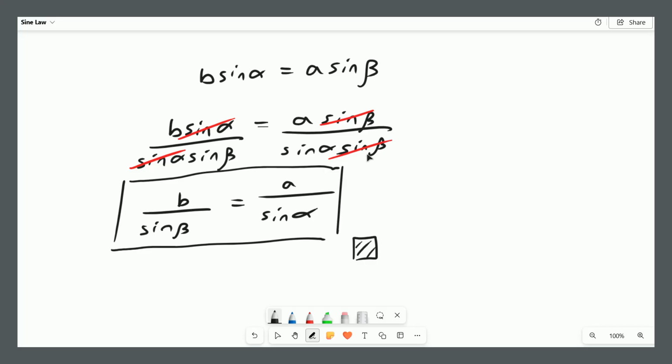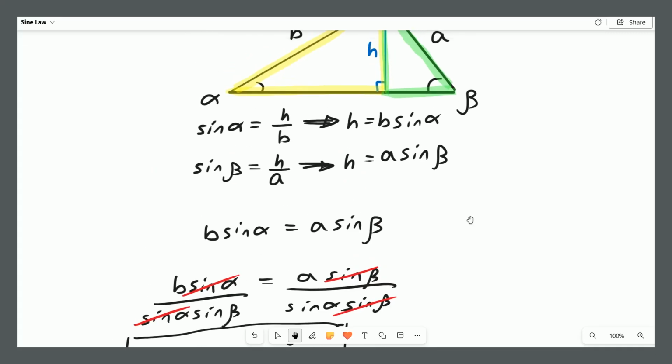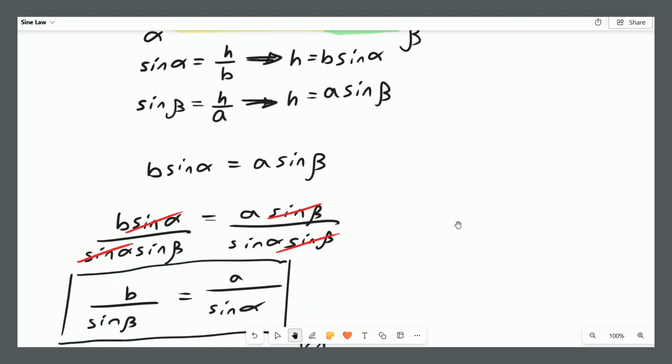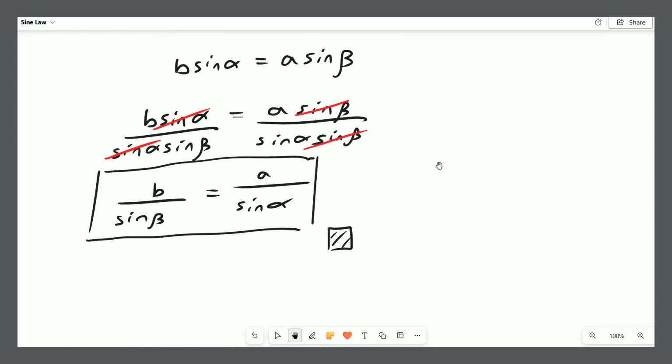So, for any triangle, because we could create this perpendicular line here for any triangle and go through these steps, we have demonstrated that the ratio between a side and the sine of its opposite angle is equal for all such side and opposite angle pairs in any triangle.